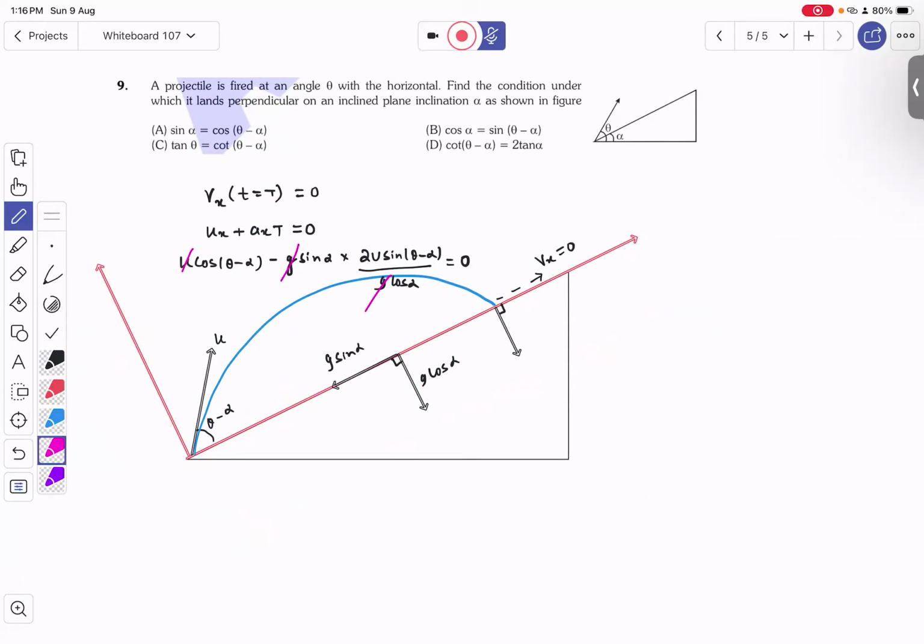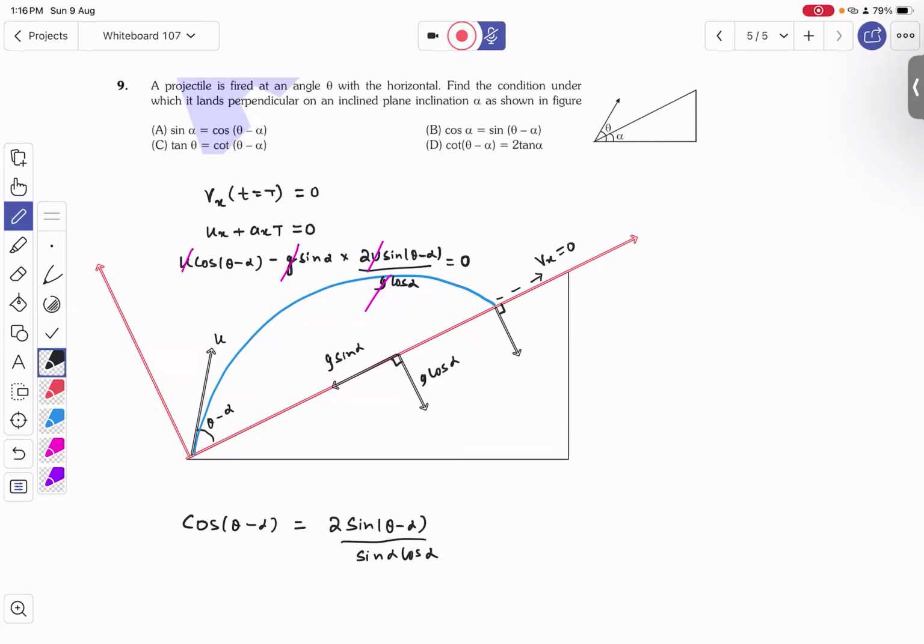I can cancel. I can throw it to that side. So it becomes cos theta. A little bit of trigonometry will be of use. So maybe that's why you were unable to solve it. Cos(theta minus alpha) is equal to 2 sin(theta minus alpha) by sin alpha into cos alpha, correct?